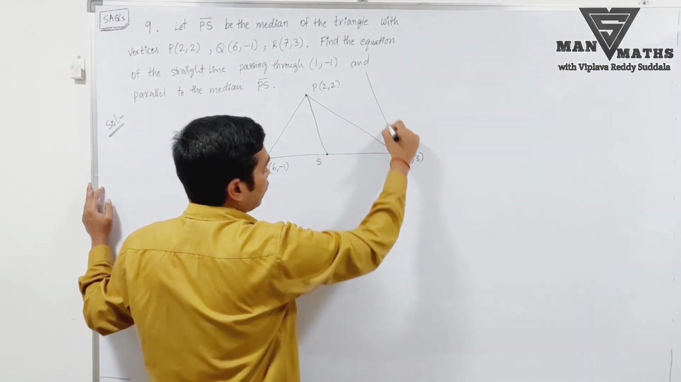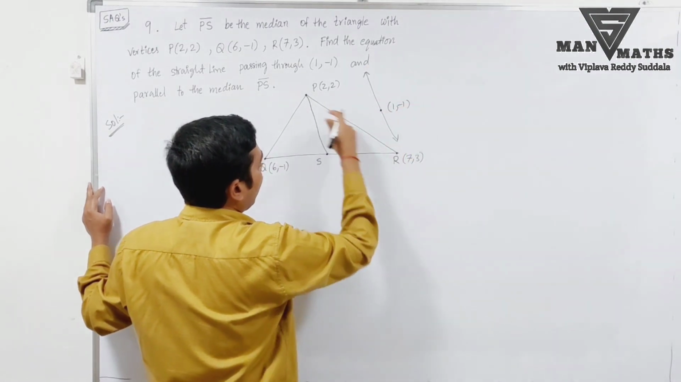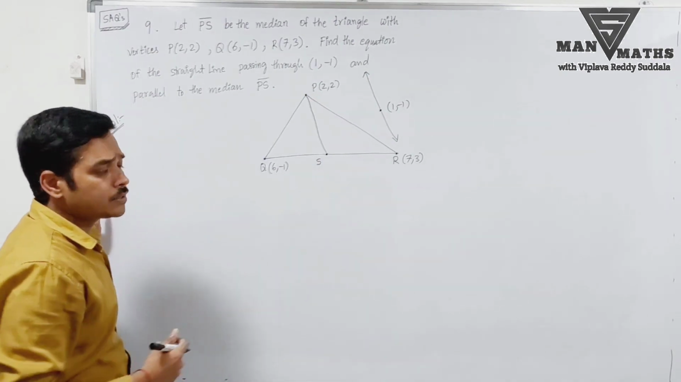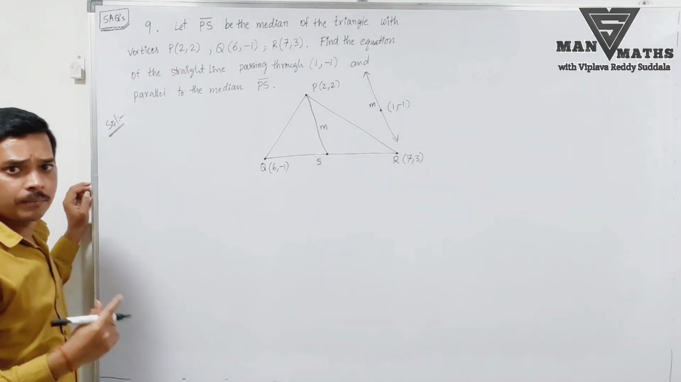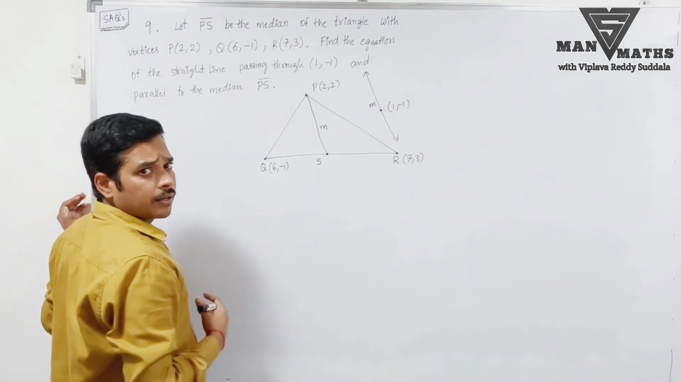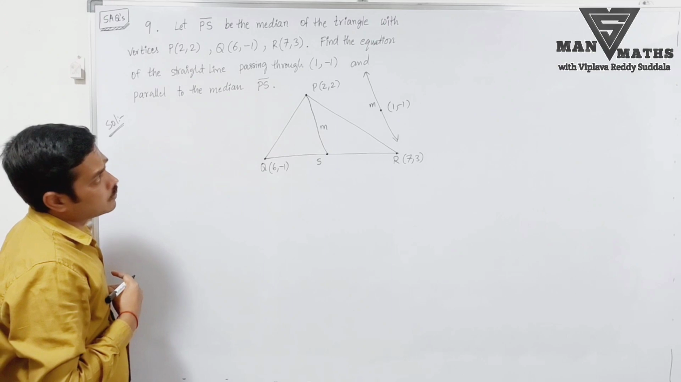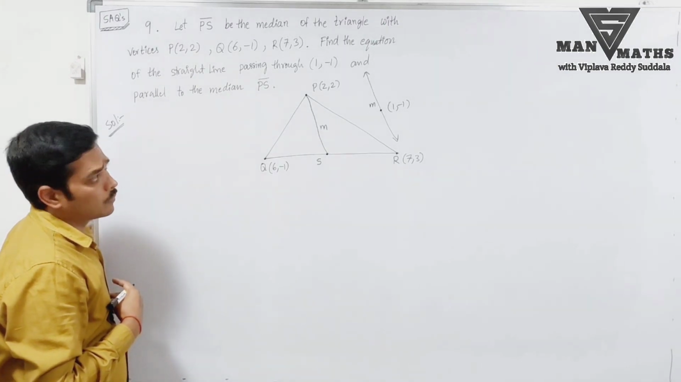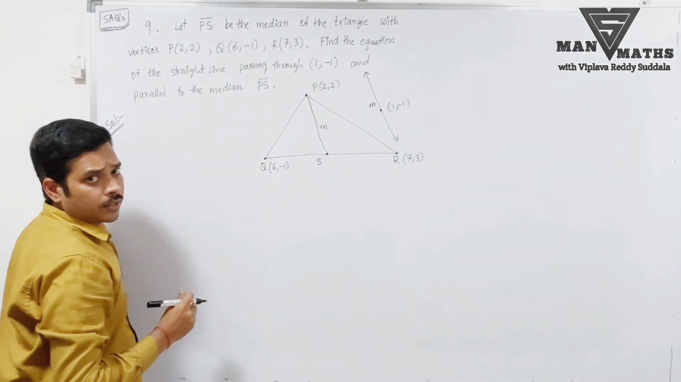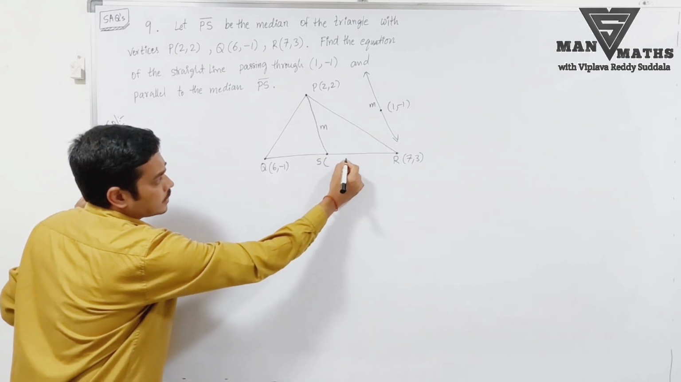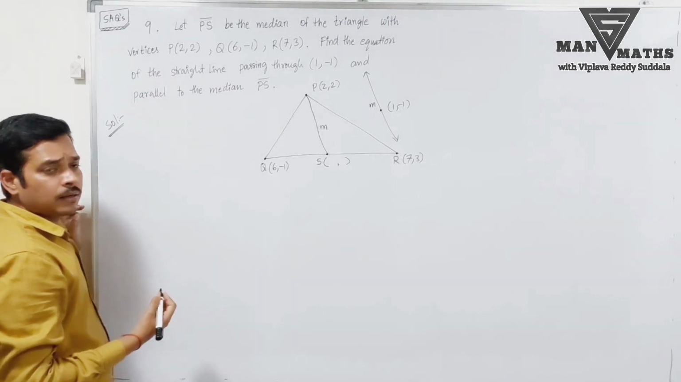Our required line passes through one point and is parallel to median PS, which means the slope of the median PS is equal to the slope of the required line. First of all, find out the slope of the median PS. How to get the slope of the median PS? We know the P coordinates. Find the S coordinates. Here S is the midpoint of QR, so by using the midpoint formula we get the S coordinates.